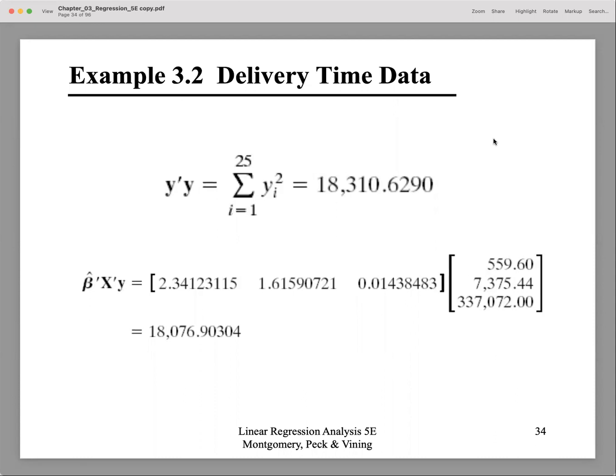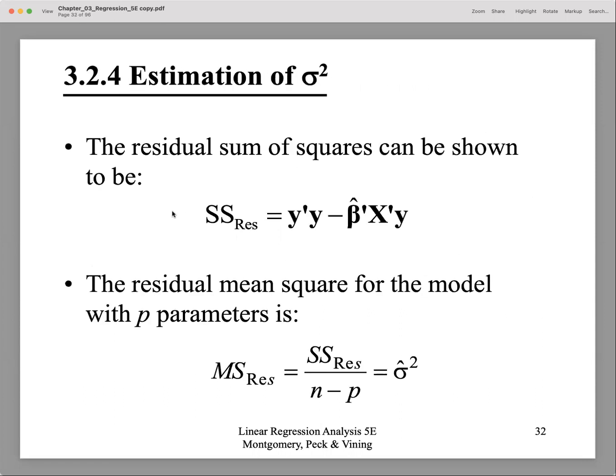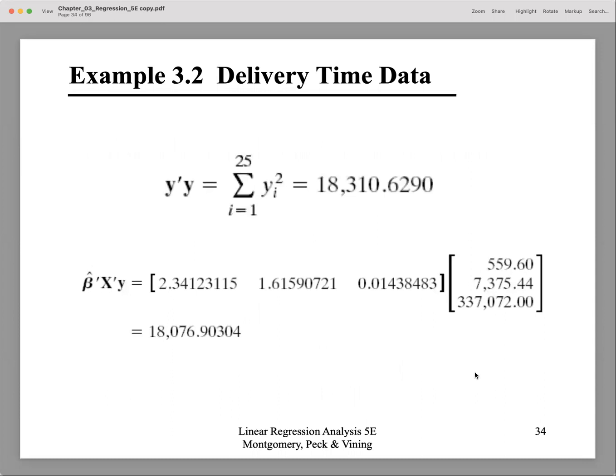Going back to the example, now we're looking at example 3.2, where we continue on. We've already fitted the model using the data in example 3.1. Now we want to estimate the remaining parameter, which is sigma squared. In example 3.1, we estimated beta 0, beta 1, and beta 2. In this example, we want to estimate sigma squared, the variance of the error terms. We'll use this expression to get the sum of squares residual, then divide by n minus p to get our estimate of sigma hat squared.